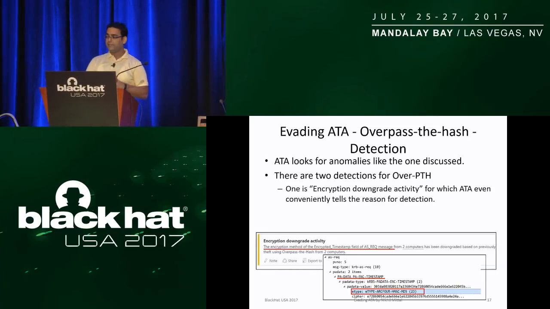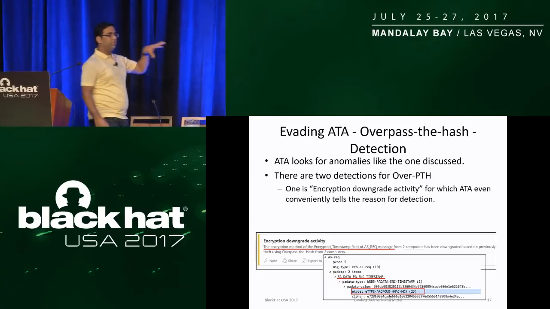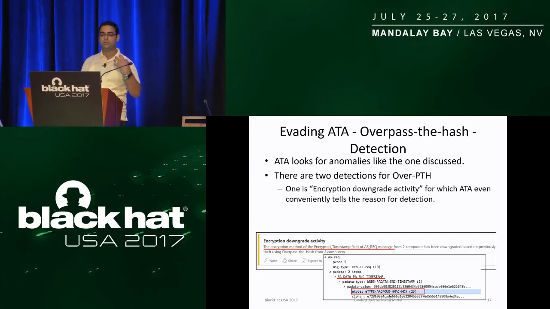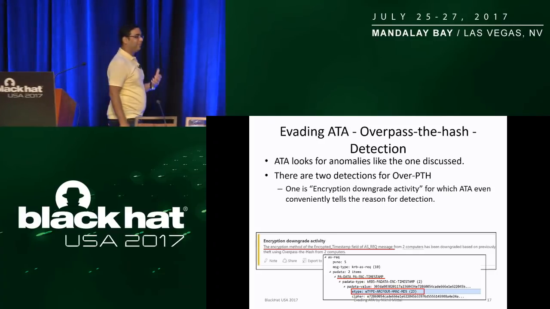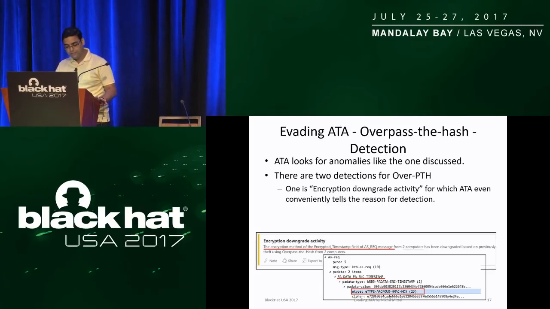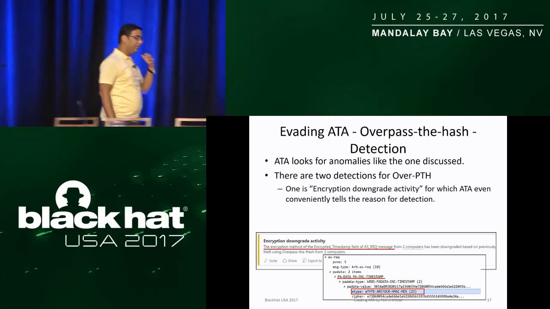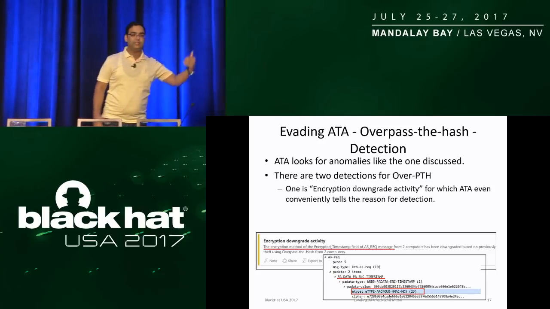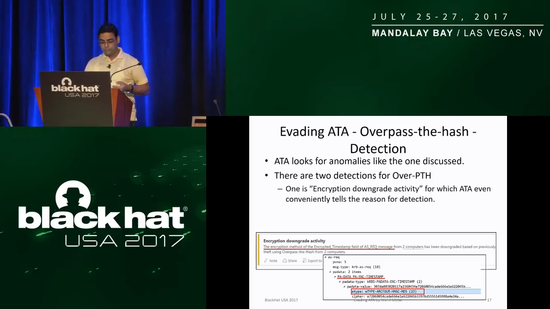So there are two detections basically. One, encryption downgrade activity. And once again, if you look closely, ATA tells you how it caught you pants down. AS-REQ. So what does it read? The encryption method of the encrypted timestamp field of AS-REQ message was downgraded. I mean, there can't be anything clearer than that, telling you in your face to try to improve your techniques. Do not rely on tools blindly.